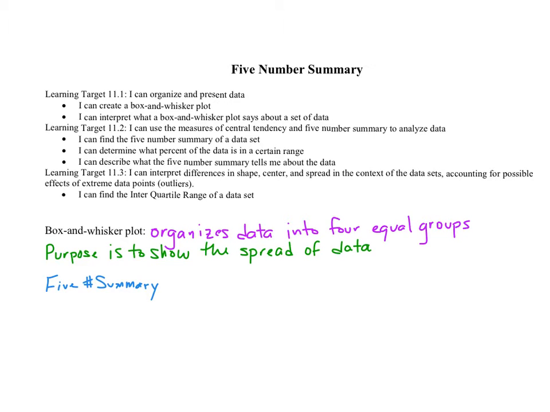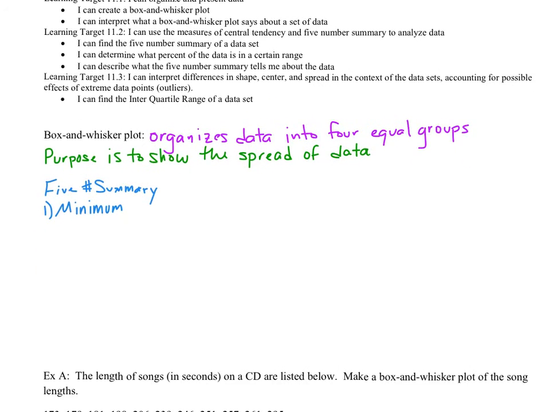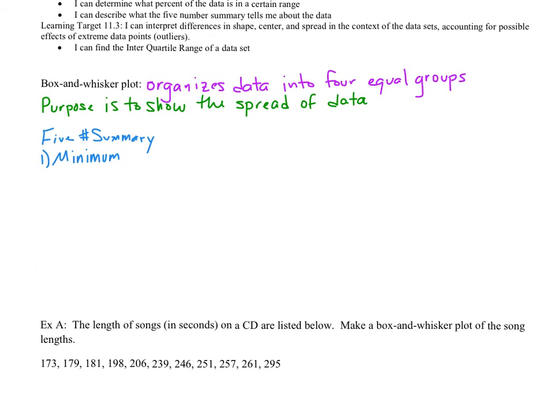First is the minimum. And that's the smallest number. Second is what we call the first quartile, which we abbreviate by Q1.